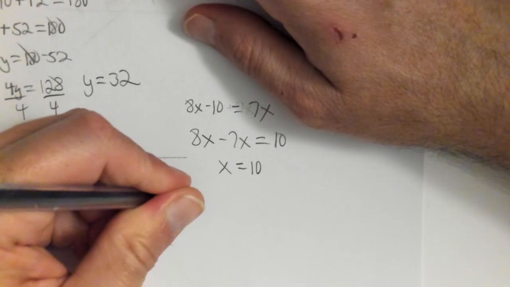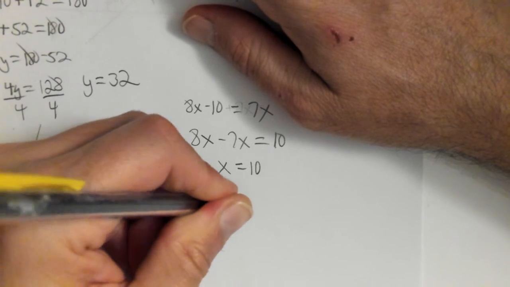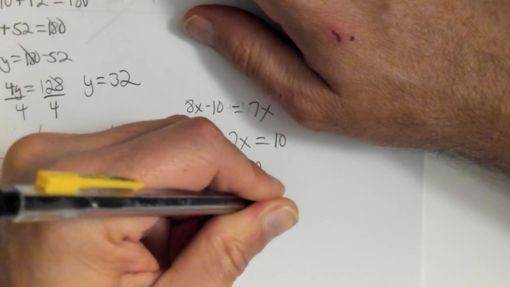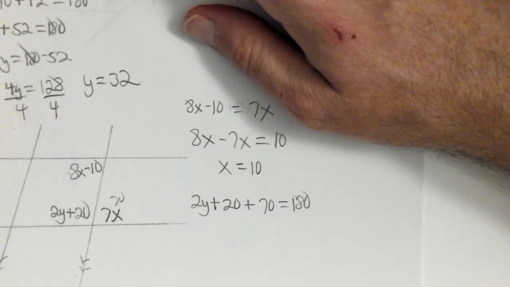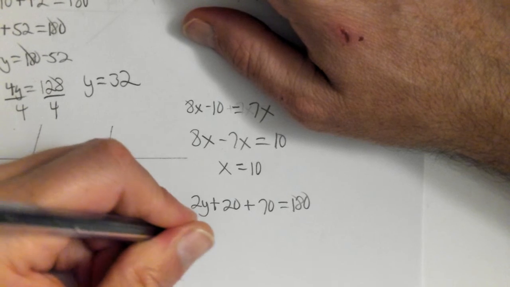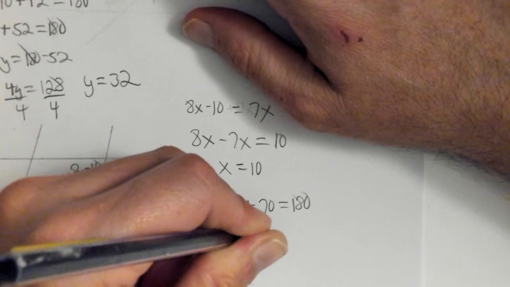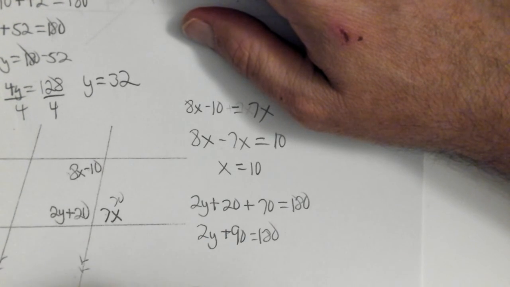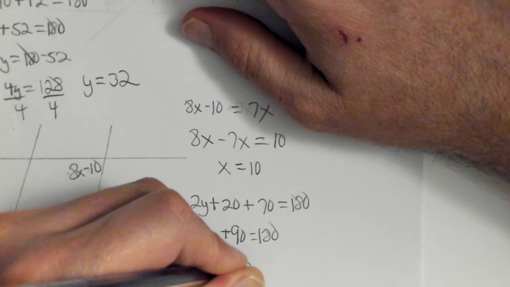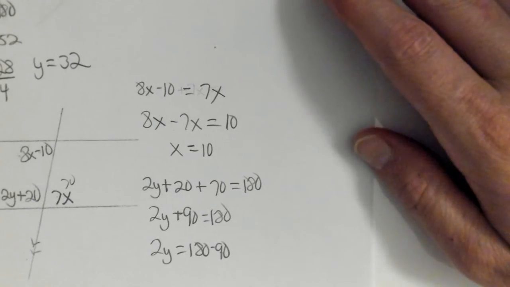So my equation for y is going to be this. 2y plus 20 plus 70 equals 180. Okay, we can combine 20 plus 70 together. 2y plus 90 equals 180. And we'll subtract 90 from both sides. 2y equals 180 minus 90. And so that means 2y equals 90.